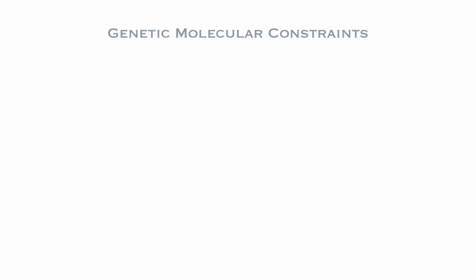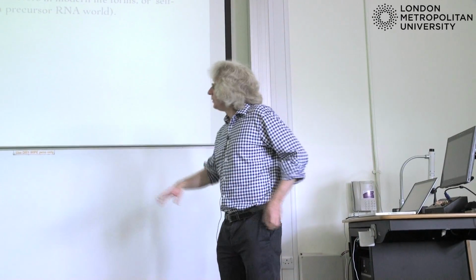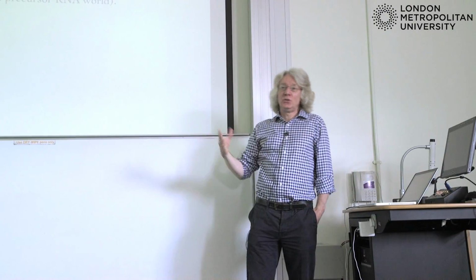So what are the constraints on a molecule which is carrying information, a genetic molecule? Well, it must be easy to replicate. In the modern world we live in, the modern DNA, RNA, protein world, that is carried out by enzymes and cofactors, nucleoside triphosphates. But it was probably self-replicating in the precursor RNA world, which predated the modern biological world we live in.